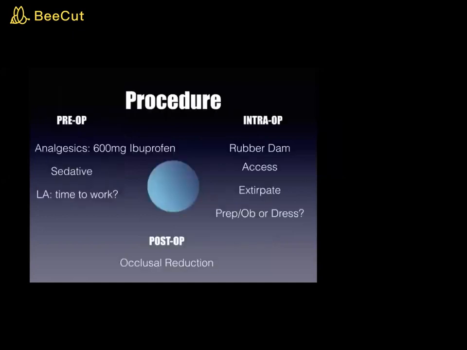The procedure. So preoperatively, analgesics. Sometimes, if you know they're coming in, you can say, listen, take preoperative analgesia, okay? 600 milligrams of ibuprofen, if you can take ibuprofen. If not, take acetaminophen or paracetamol. You can sometimes ask them to take a sedative if they're anxious. You can say, you may want to take some temazepam or something like that, which could help calm them down a little bit.